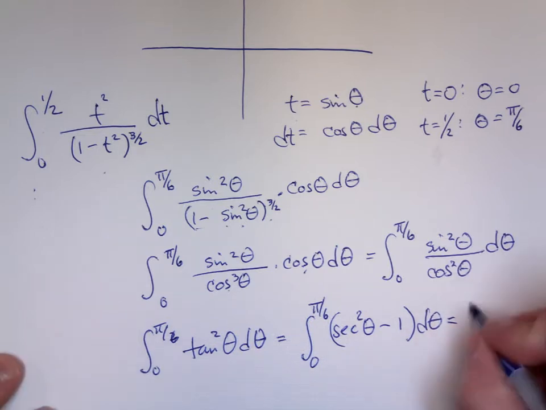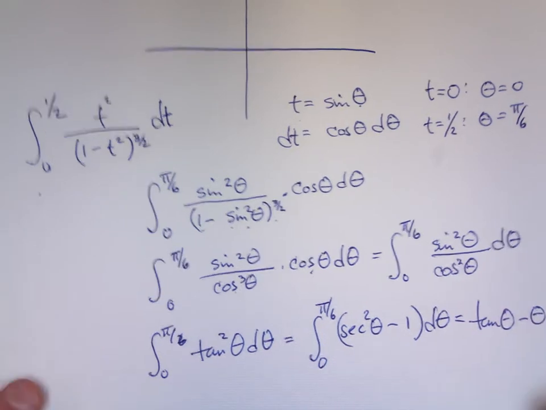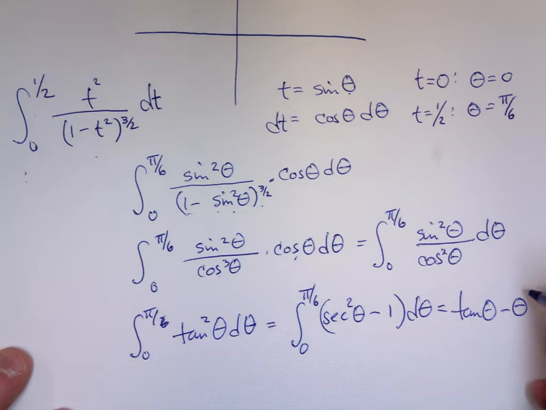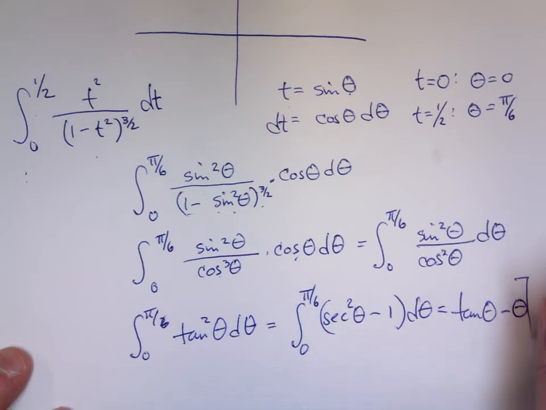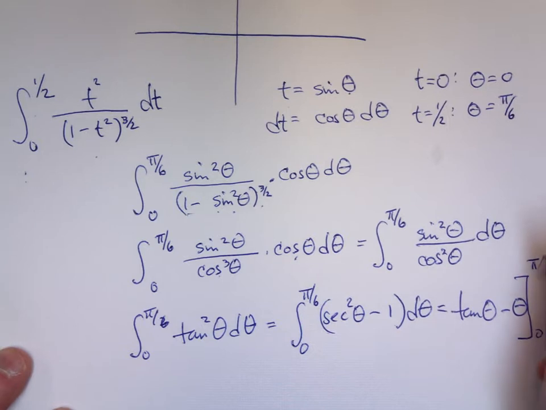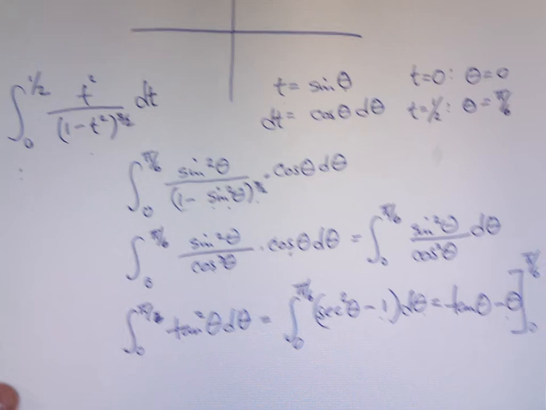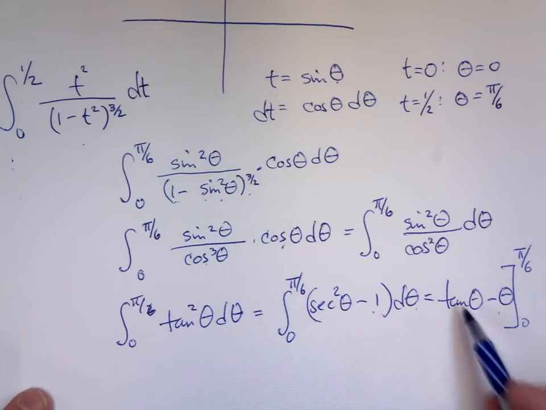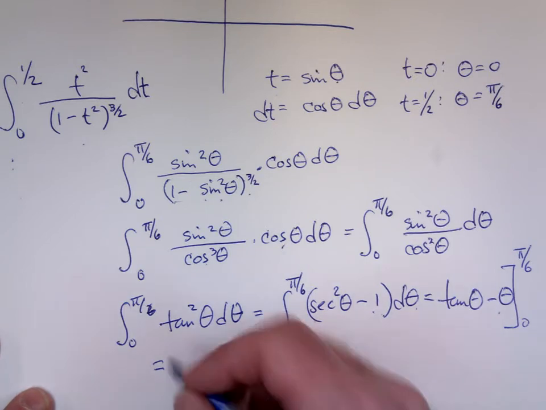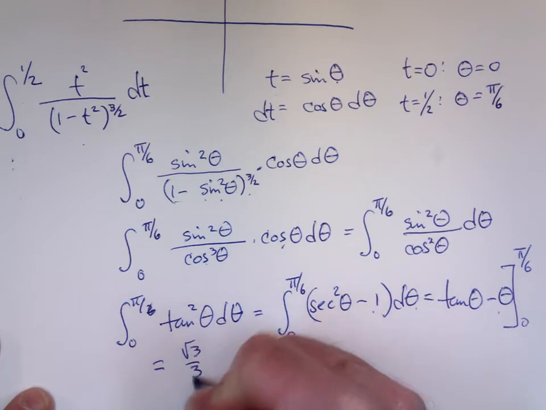Tangent. Could you do it a different way? I'm sure we can. Hold on, let me finish it this way and then we can do it a different way. Tangent theta minus theta, and then from 0 to pi over 6. Why is it minus theta? Because the integral of 1 d theta is theta. Substitute in the tangent of pi over 6. Tangent of 30 degrees, 1 over the square root of 3. Square root of 3 over 3 when you rationalize it. Minus pi over 6.